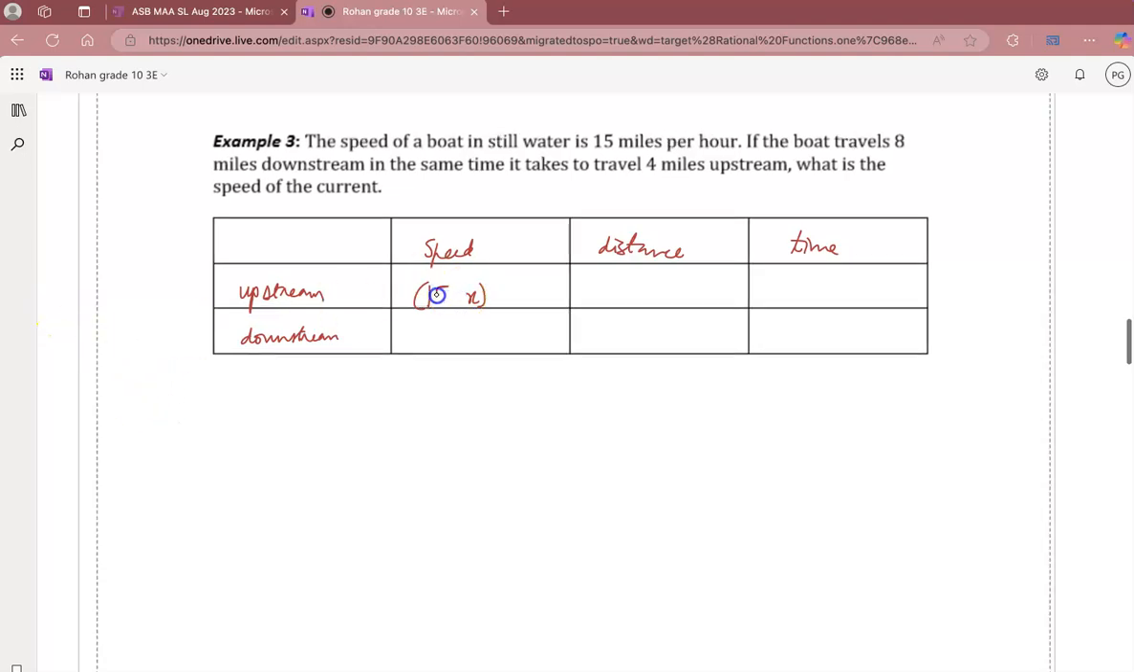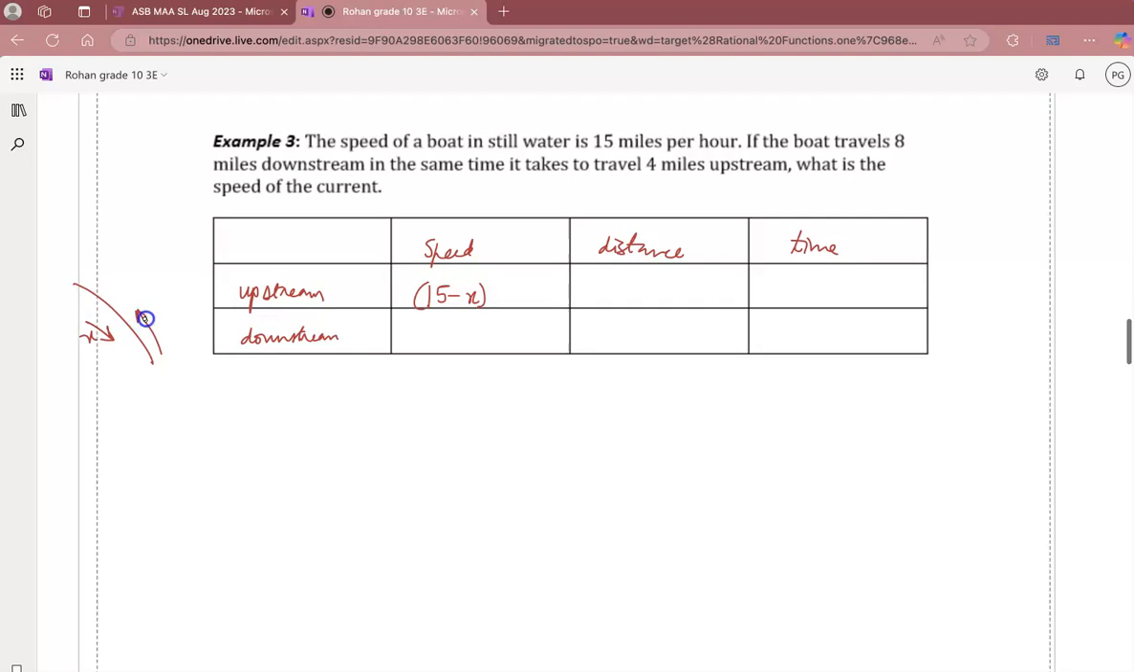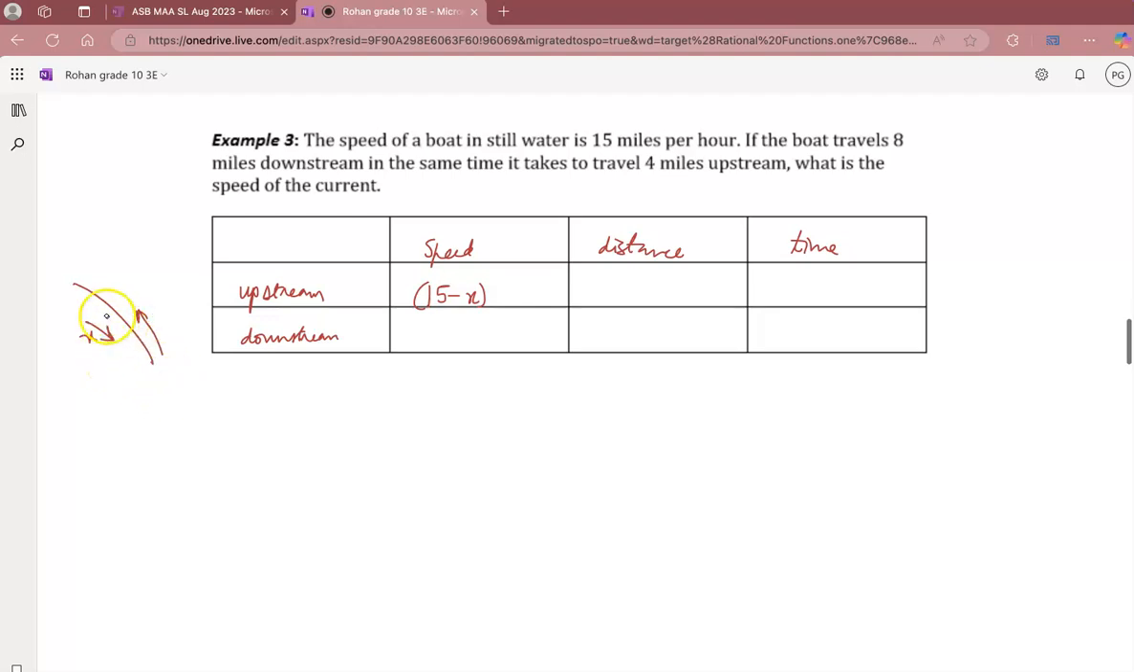It will be less. Imagine the water is flowing down at x. When you're going upstream, you're going against the current, so whatever your speed is, you remove the speed of the current. And downstream would be 15 plus x. That makes sense.